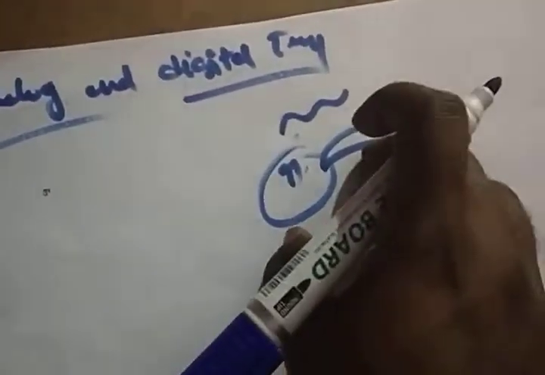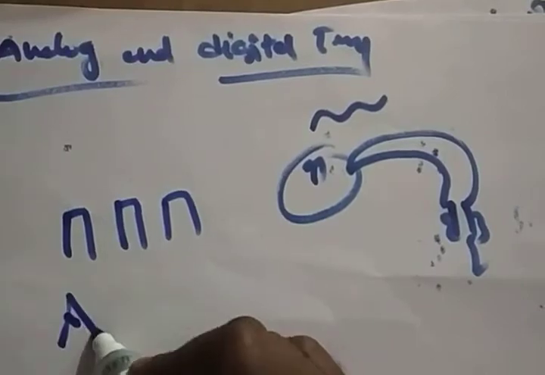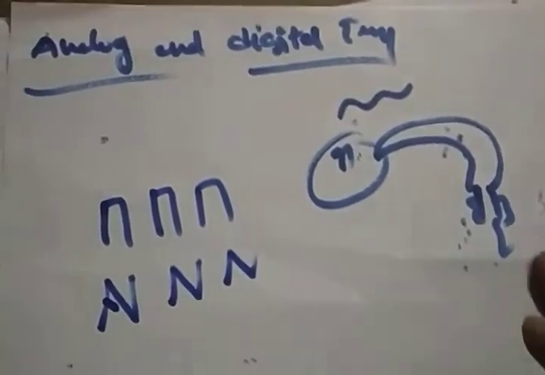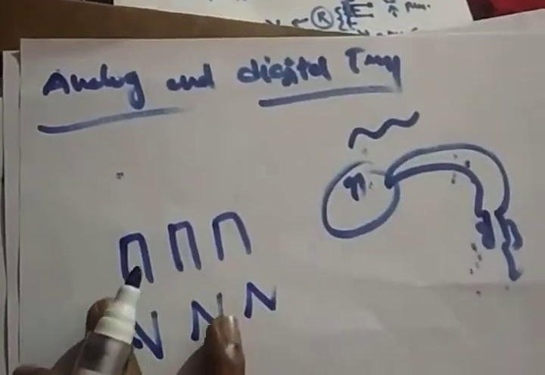Right? So a digital transducer means the output is in pulse form. Pulse form means a sawtooth waveform, a triangle wave, right? We don't have that much syllabus. You just need to know what an analog transducer is and what a digital transducer is.